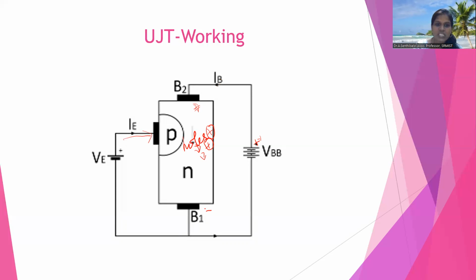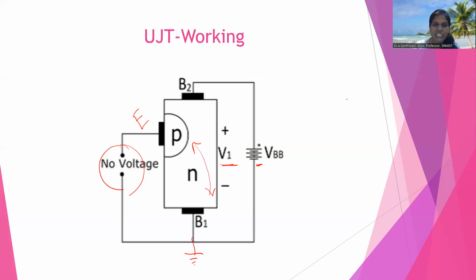When the applied VE value is greater than V1, at that time there is a flow of current. So when there is no voltage applied at the emitter terminal, in this stage the UJT is in reverse bias condition.